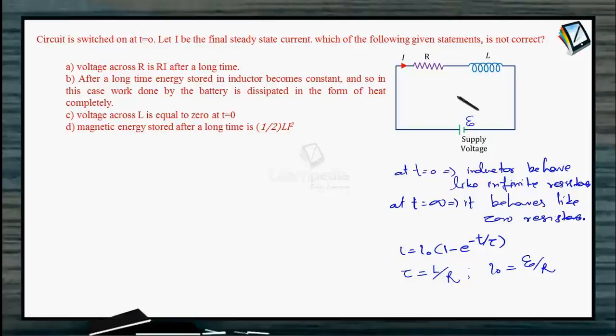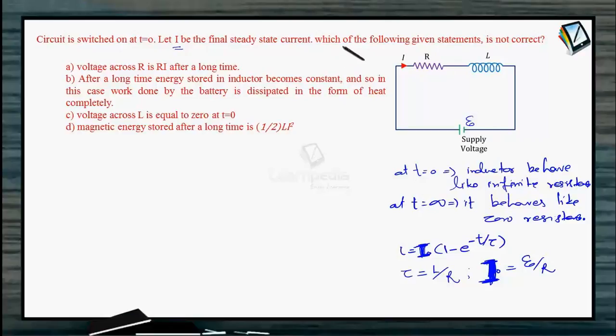Okay, so let's move towards the options available. Here you can see that I is the final steady state current, capital I. So here I naught is basically this capital I, so let it be capital I here also, and small i is the instantaneous current. So capital I is the steady state current. So voltage across R is IR after a long time. If I is the steady state current, then after a long time the voltage across this resistance will be IR. And in fact, that will also be equal to E.